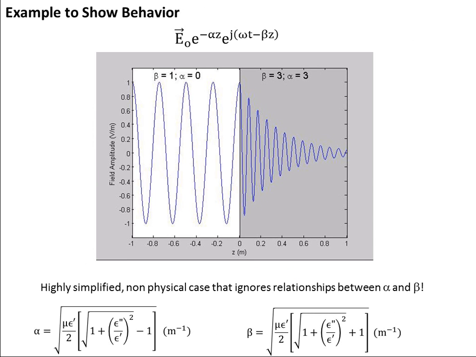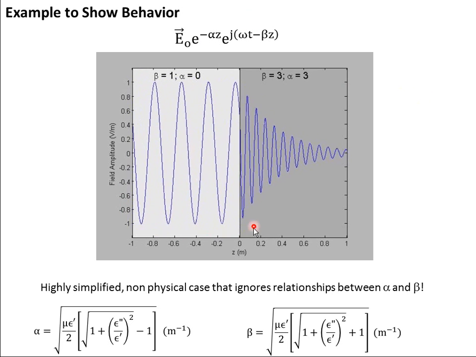So let's look at our general plane wave, given by this expression right here: the vectorial amplitude, an attenuation term, and a phase term. When I run this video, we're going to see a plane wave coming in at some phase velocity into an interface with a medium. Out here, beta is equal to 1 and alpha is equal to 0. The medium itself has beta equal to 3 and alpha equal to 3. So let's run this and see what it looks like.